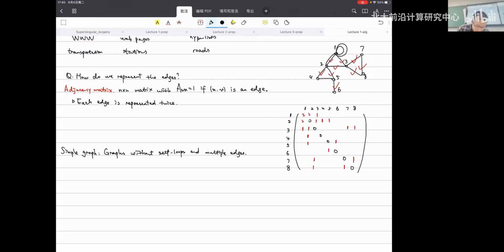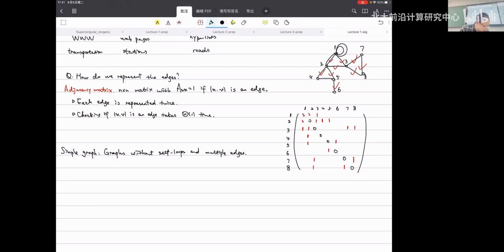Okay, so let's talk more about the adjacency matrix. So apparently, as we have written this down, each edge is actually represented twice. And furthermore, there are some further things we want to be careful about. So basically, checking if uv is an edge takes theta 1 time. I guess this is also apparent because you just need to look into the table and see whether that entry is 0 or 1.